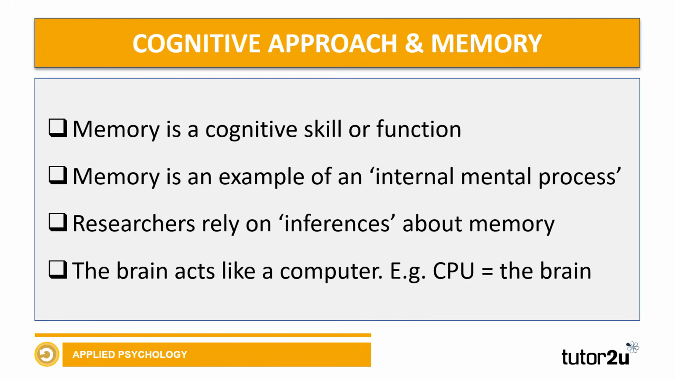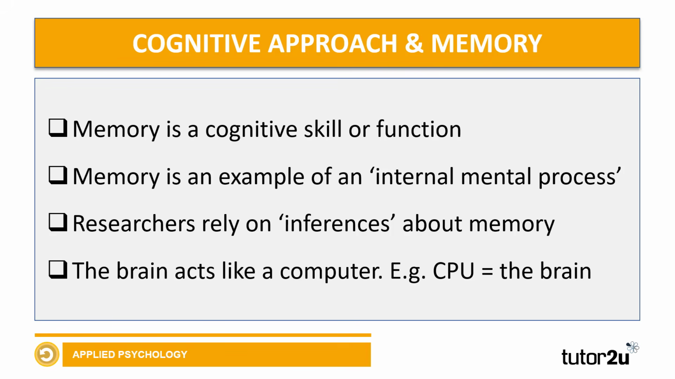So let me just go over the cognitive approach and memory and just give you a bit of an idea about why we're having this session. So memory itself features in the cognitive approach. It's a massive approach, but this is one dedicated area that you've got to know. And memory is a cognitive skill. So anything that we use the mind for is a cognitive skill or function. Things like language, perception, problem solving, but memory is one of the ones that you've got to focus on for now.